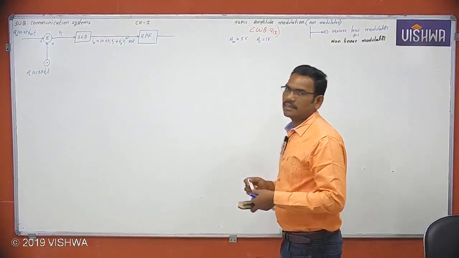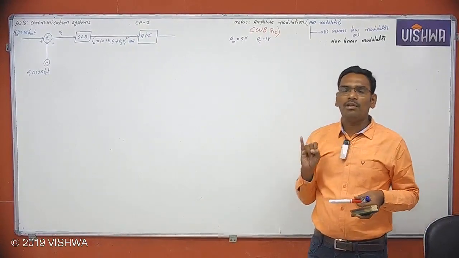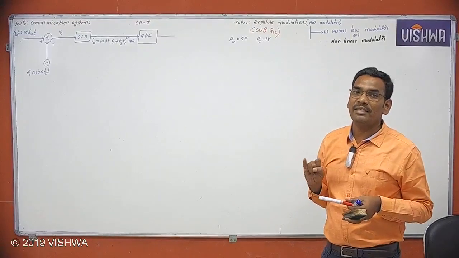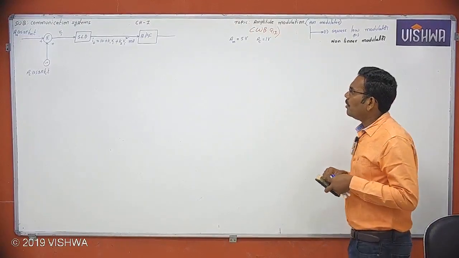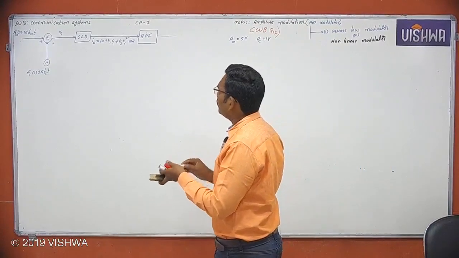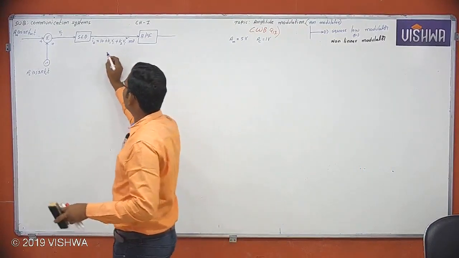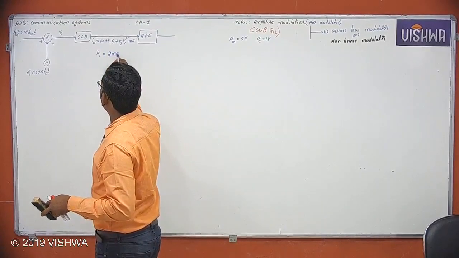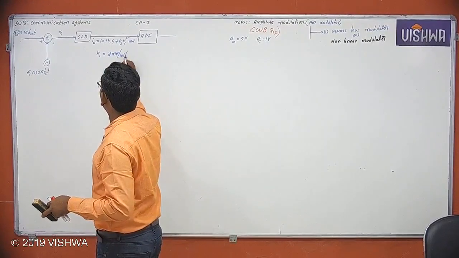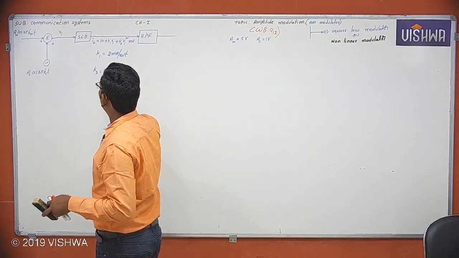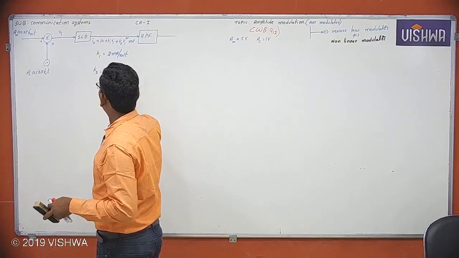So what is he asking? He is asking to find the modulation efficiency. Now how to find the modulation efficiency? See here, this is the output of the square law device, and he is giving K1 equal to 2 milliamps per volt and K2 equal to 0.2 milliamp per volt squared.